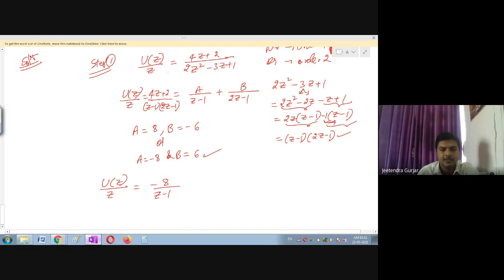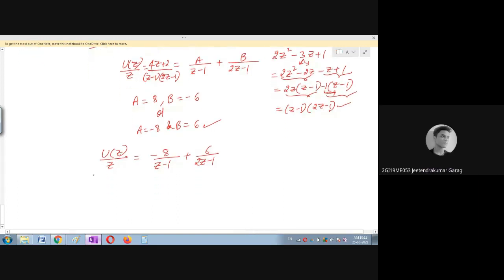8 minus 8 divided by z minus 1 plus 6 divided by 2z minus 1, students. Okay, now I will take u of z. If you're taking -8, then it will be -8 by 2z minus 1. The denominators would be interchanged.